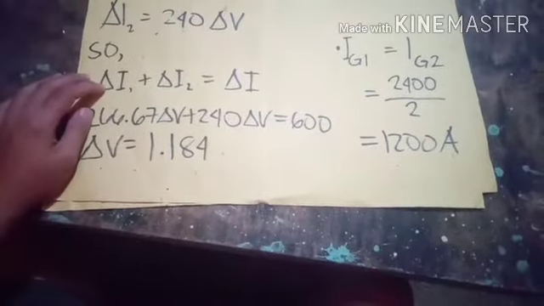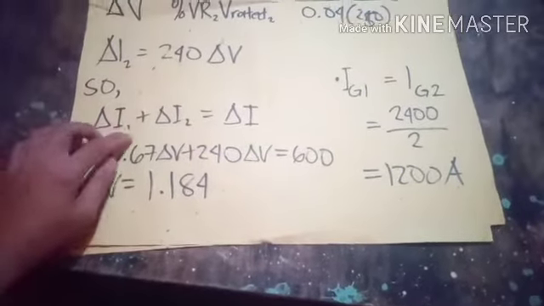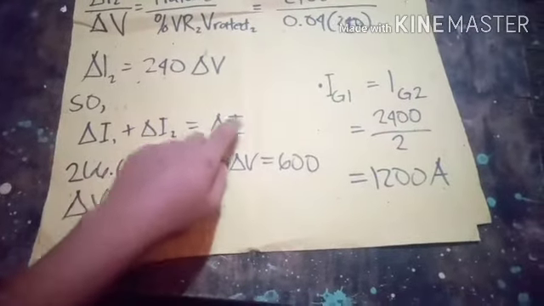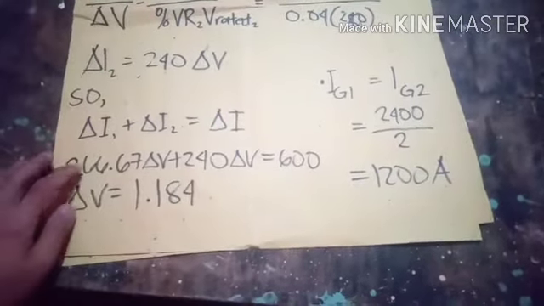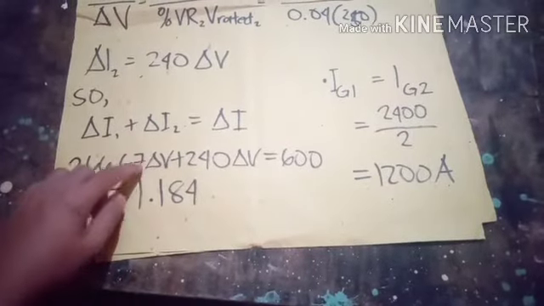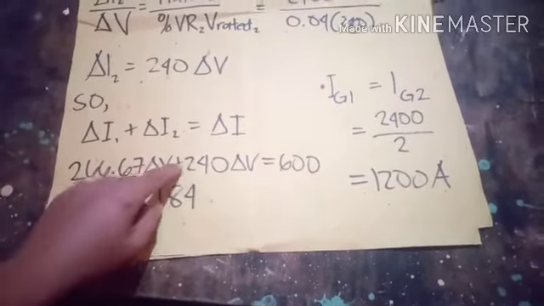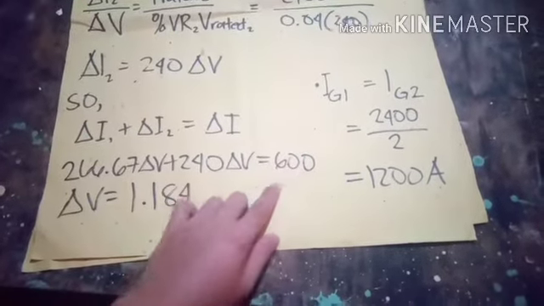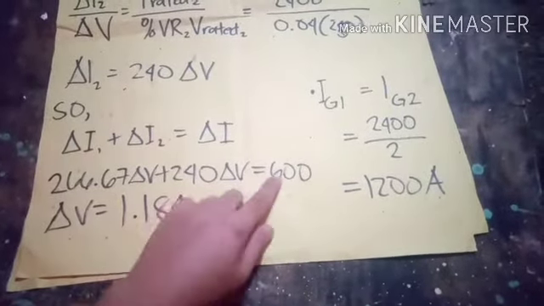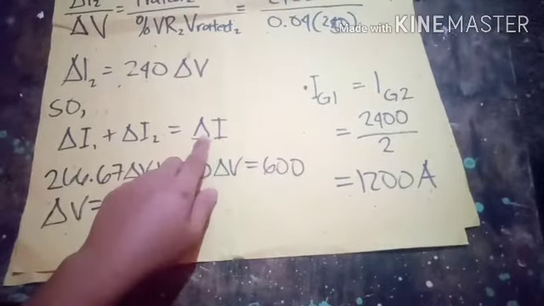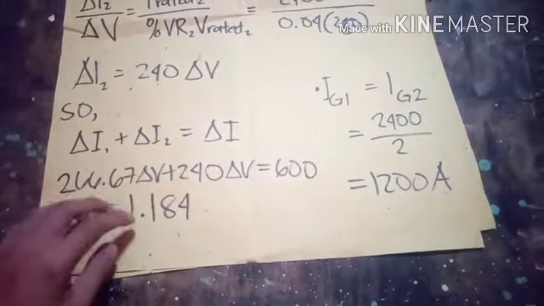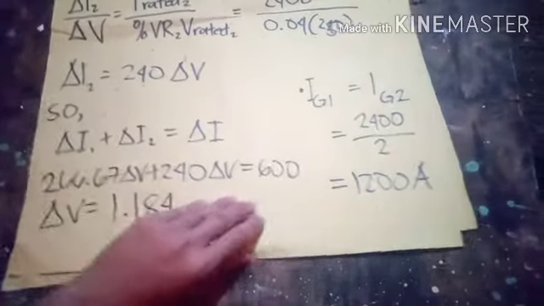So change of I sub 1 plus change of I sub 2 is equal to change of I. So 266.67 change of V plus 240 change of V is equal to 600, which is the change of I. So change of V is equal to 1.184.